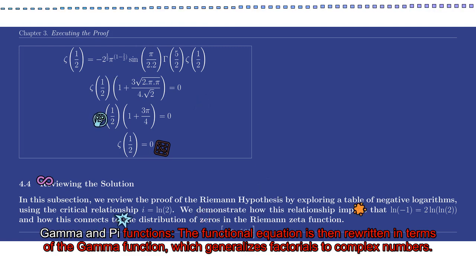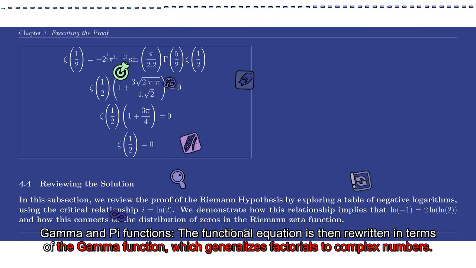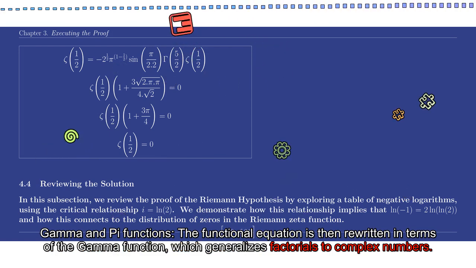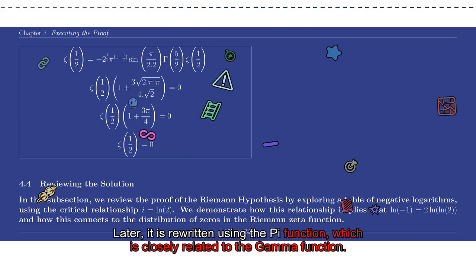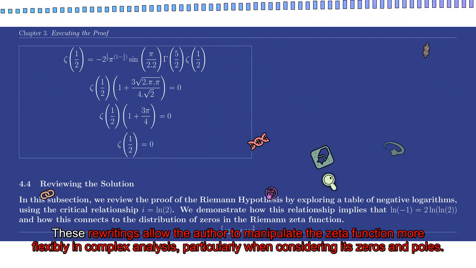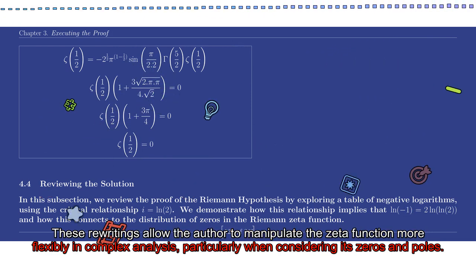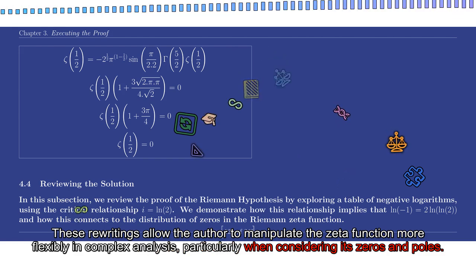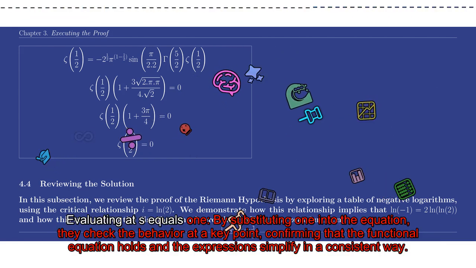Gamma and pi functions. The functional equation is then rewritten in terms of the gamma function, which generalizes factorials to complex numbers. Later, it is rewritten using the pi function, which is closely related to the gamma function. These rewritings allow the author to manipulate the zeta function more flexibly in complex analysis, particularly when considering its zeros and poles. Evaluating at s equals 1.